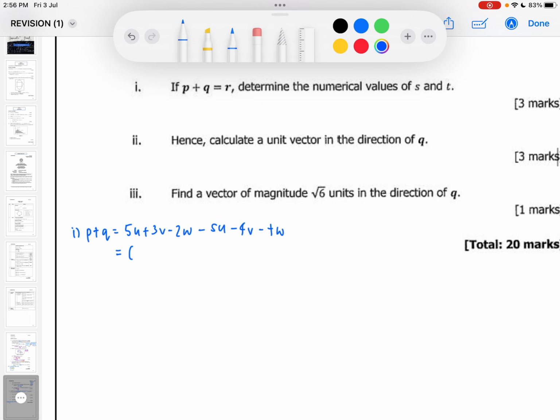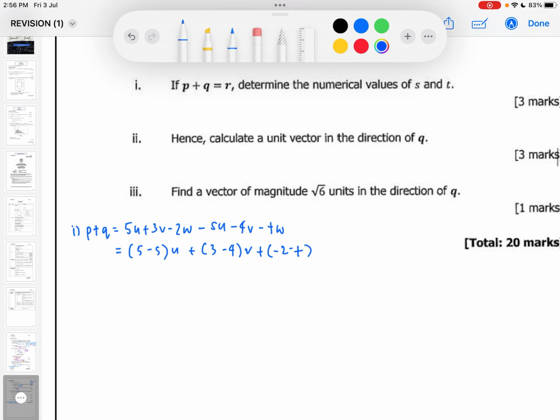So it's going to look something like this. 5 minus S, this one is for U. And then we have plus 3 minus 4, this is for V, and then plus negative 2 minus T, W. Yeah, because when I take it out of the bracket, it's going to be negative anyway. Okay, so it's going to look something like this.